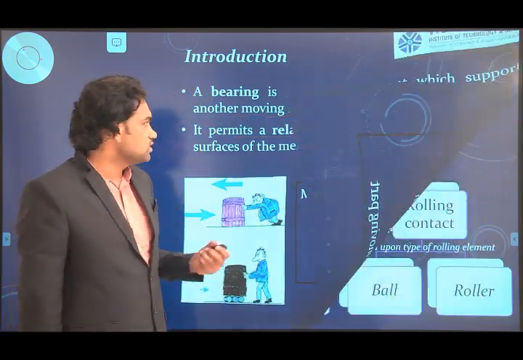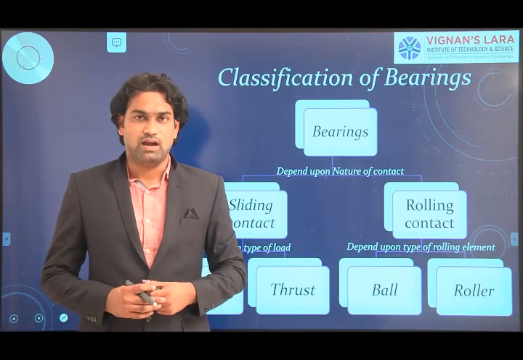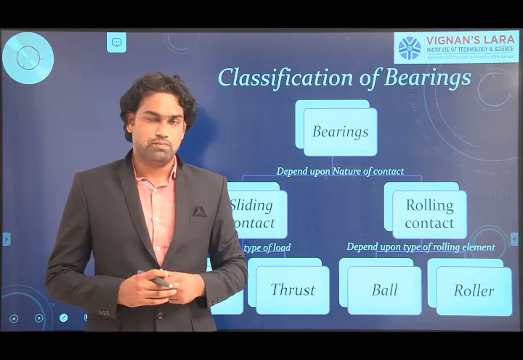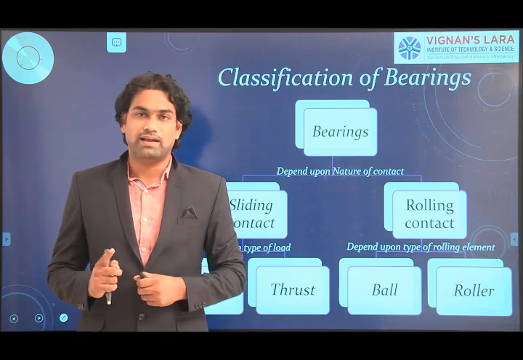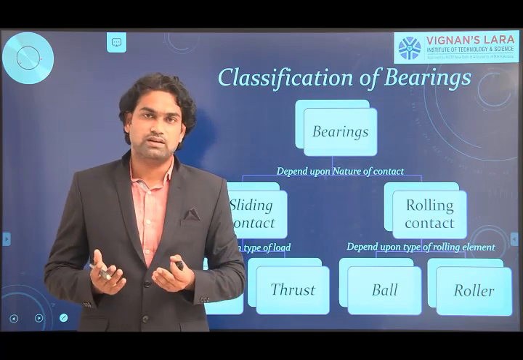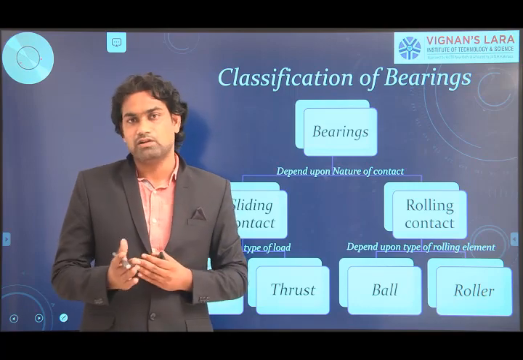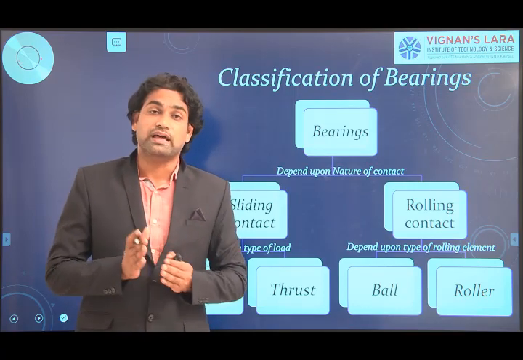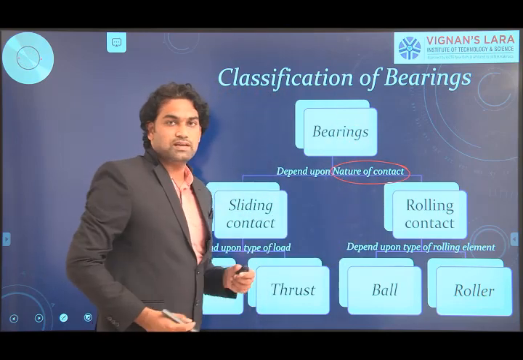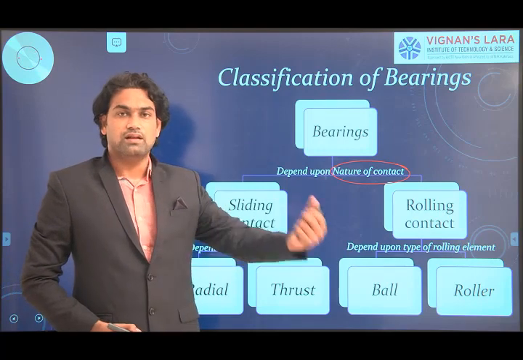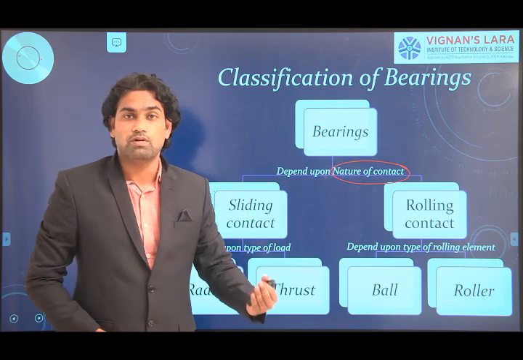And coming to the classification of the bearings, the bearings can be classified based upon different criteria. We generally classify based upon criterion one, that is, depending upon the type of contact between the two surfaces. As we are stating that the bearings are going to support another component, there is always a relative motion, and depending upon the type of contact between the two surfaces, the bearings can be classified majorly.